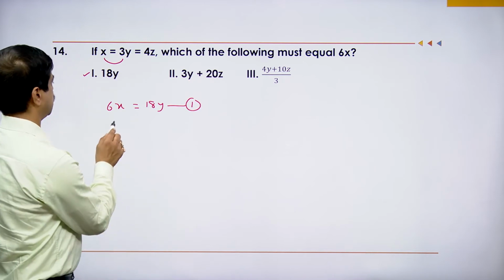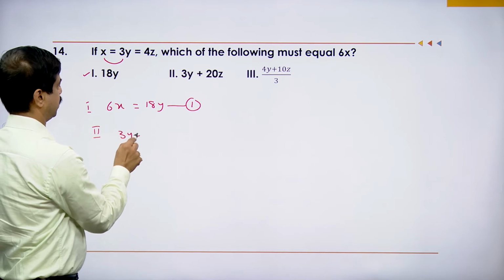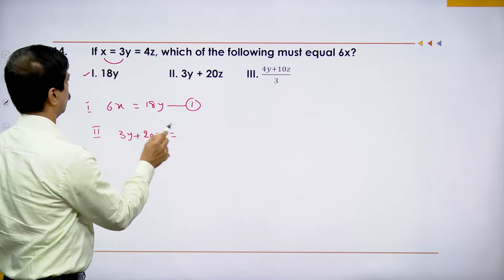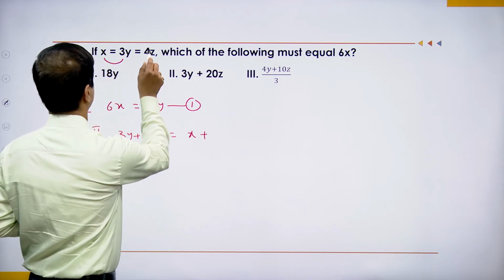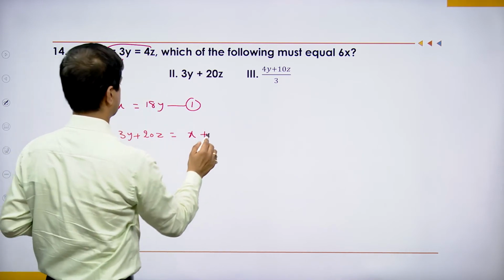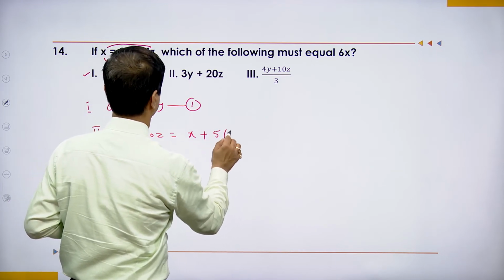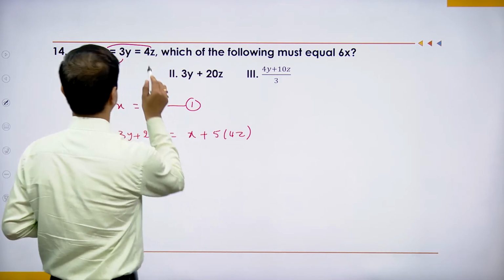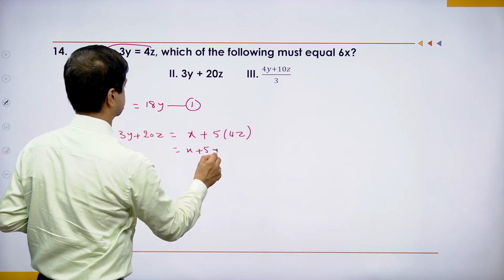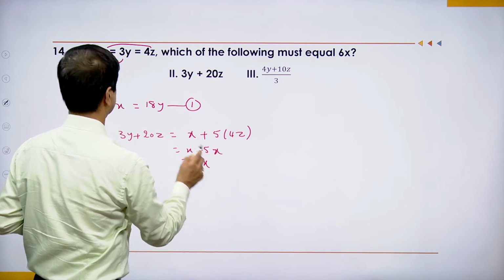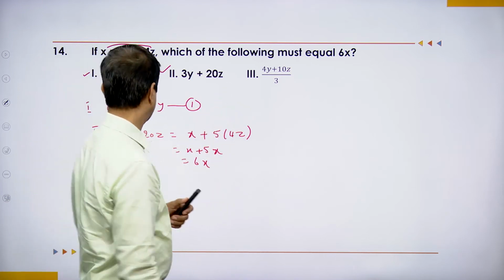Second one is what? 3y plus 20z. 3y is x, no doubt, plus 4z. So I can write 20 as 5 into 4z. What is 4z equal to? x. x plus 5 into x, so that is 6x. So satisfied. Second is also satisfied. Now go for third.